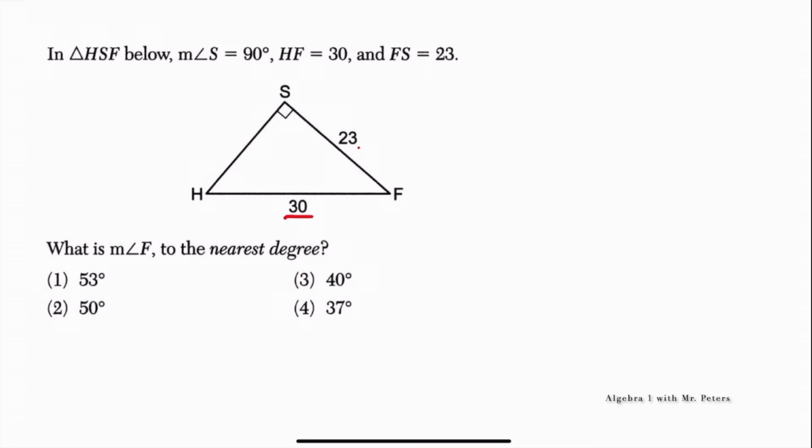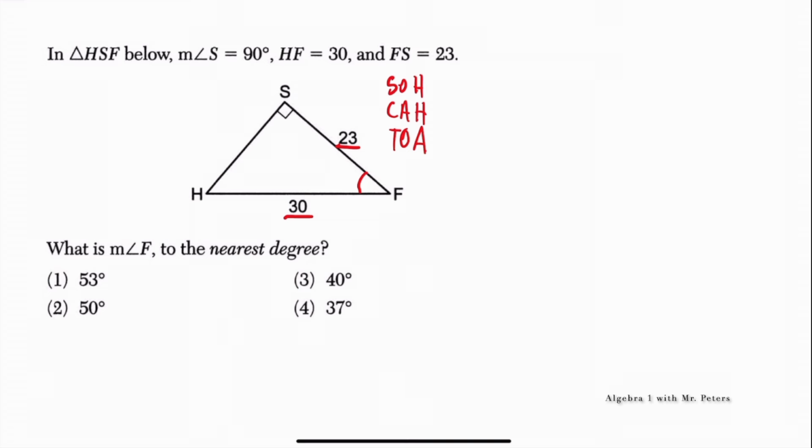They tell us that in triangle HSF, angle S is 90 degrees, HF is 30, and FS is 23. And what they want us to determine is what is the measure of angle F to the nearest degree. So family, we're back with our trig functions, all right? So we're talking about SOHCAHTOA. And we're actually going to have to use an inverse trig function to find this missing angle.